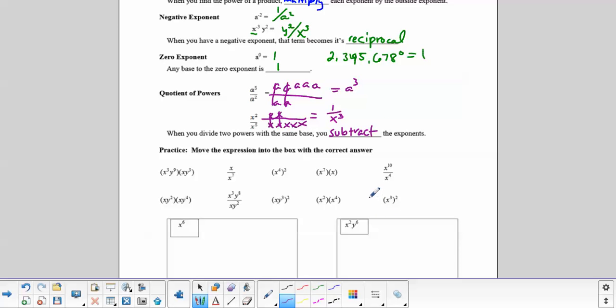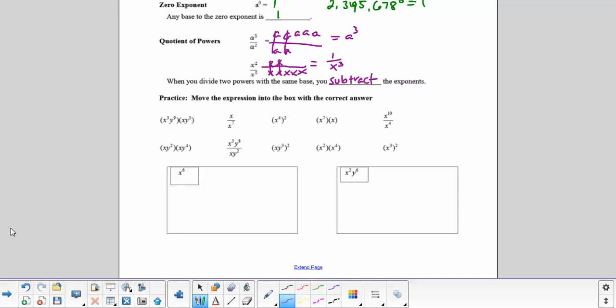Alright, so here are some practice problems. You should pause the video and try the practice problems before checking your answers.